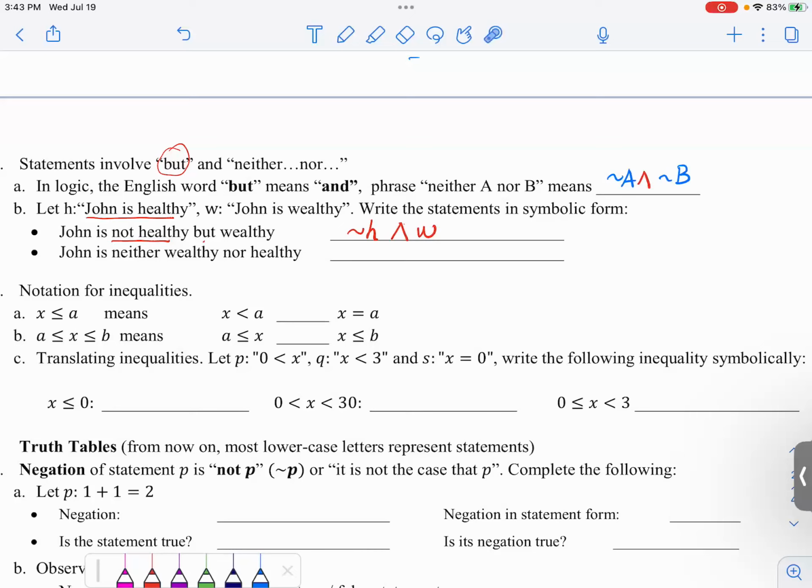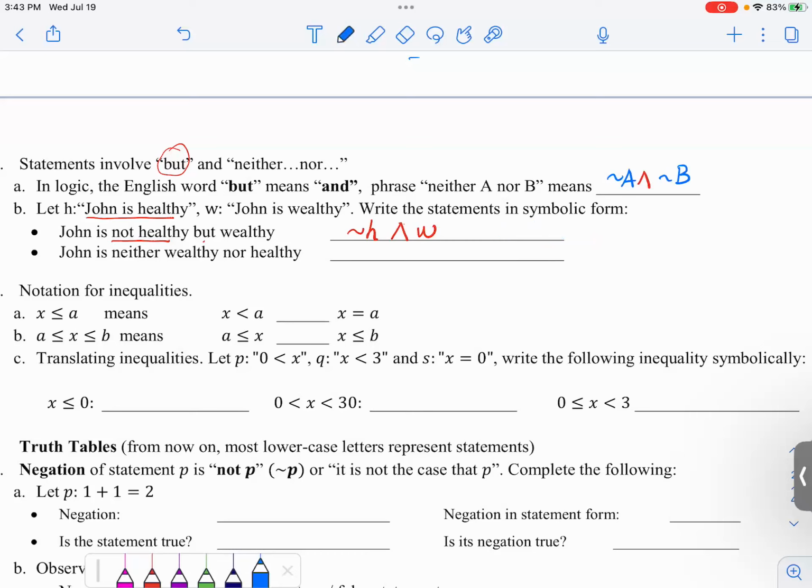Do we need parentheses? We don't, because we know that not, the negation, has the first priority. So we don't need the parentheses to overemphasize. It has the first priority. So this is completely fine. If you write the parentheses, that will not be considered wrong, but I just feel it's a little redundant. Usually we don't write that, okay?